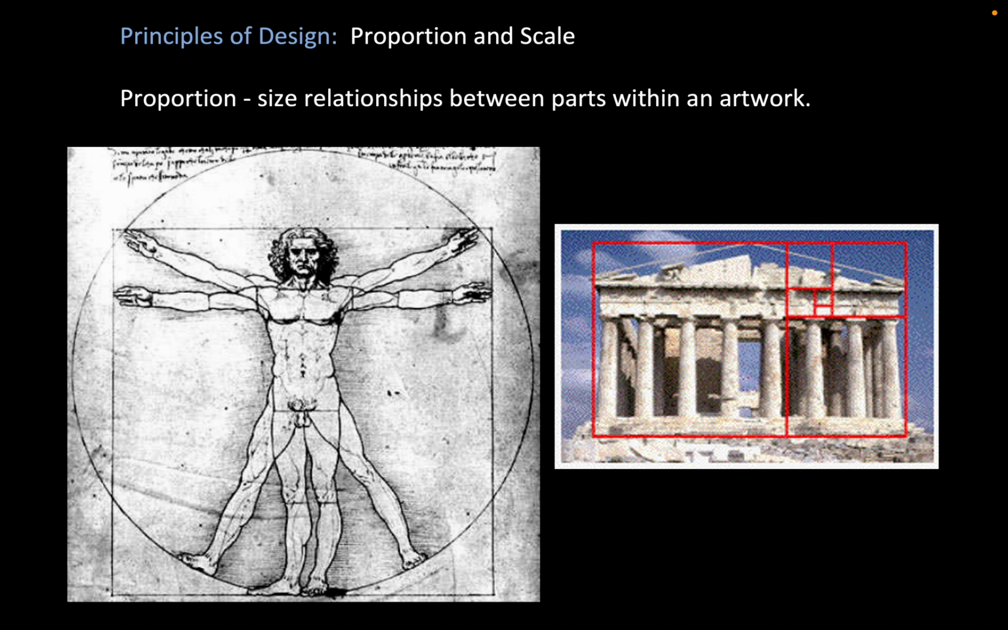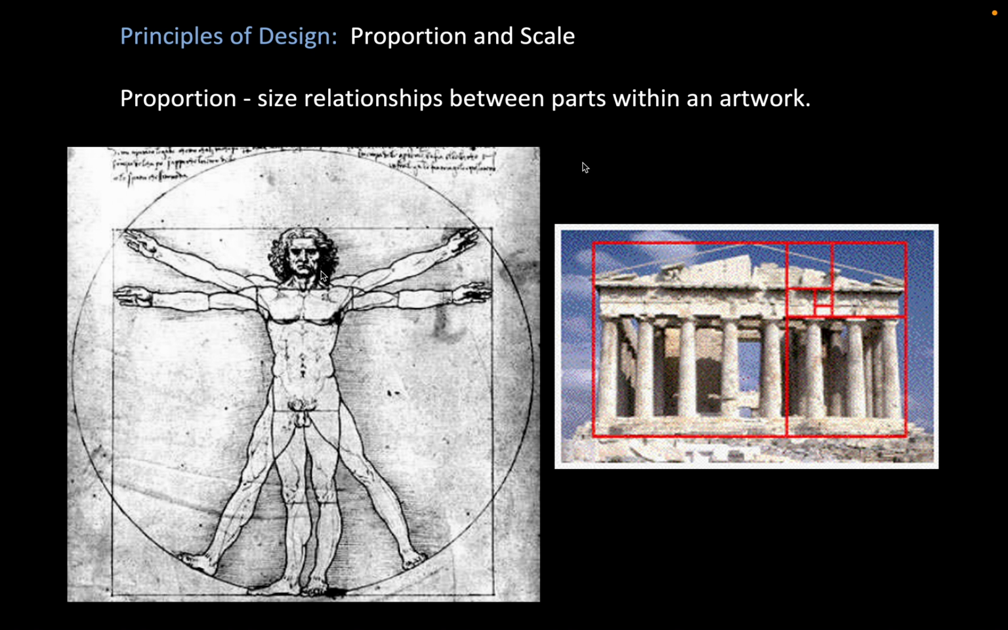Our last principle of design is another one of these companion principles, two things that are different from each other, but they're often spoken of in the same breath because they both relate to size relationships, okay? Proportion and scale. Proportion refers to size relationships within an artwork or between pieces of an artwork.